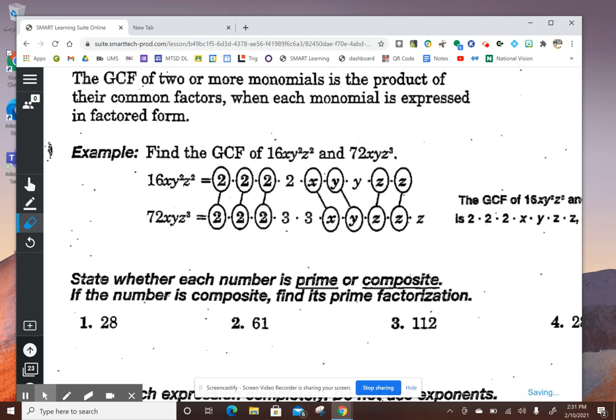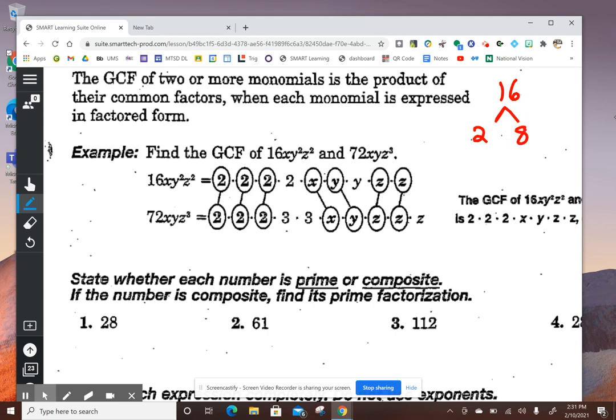Okay, so now let's go over a factor tree to get the prime factorization. If I was to do the prime factorization of 16, I always start with a 2, right? If I know it's divisible by 2, I start with a 2. If it's divisible by 3, I start with a 3. I start with small prime factors.